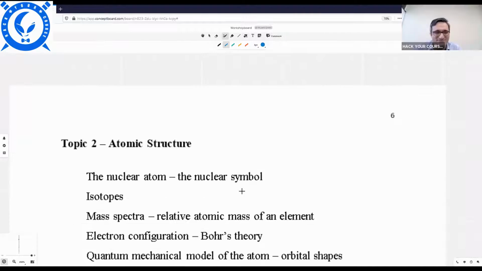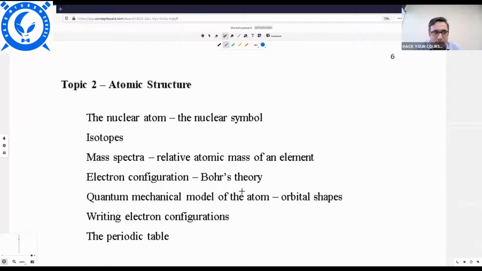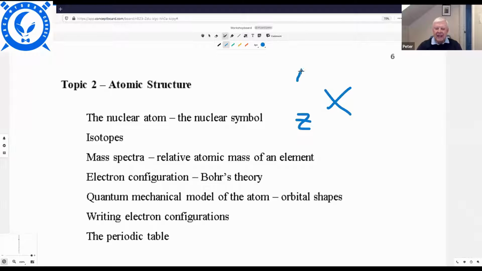Let's move on. Topic number 2 is atomic structure. The nuclear atom, the nuclear symbol, that's something that causes some people a bit of consternation. Remember, the nuclear symbol is Z, X, A, where Z is the atomic number, X is the element symbol, and A is the mass number. And some people tend to get confused and think that the mass number is the mass. It is not. It's simply the number of protons and neutrons in the nucleus. And Z, of course, indicates the number of protons and electrons in a particular atom.